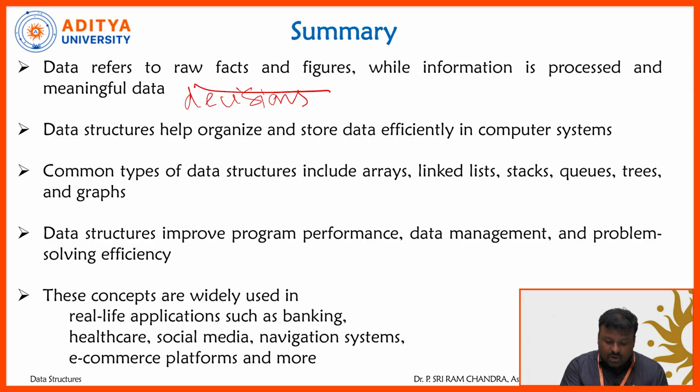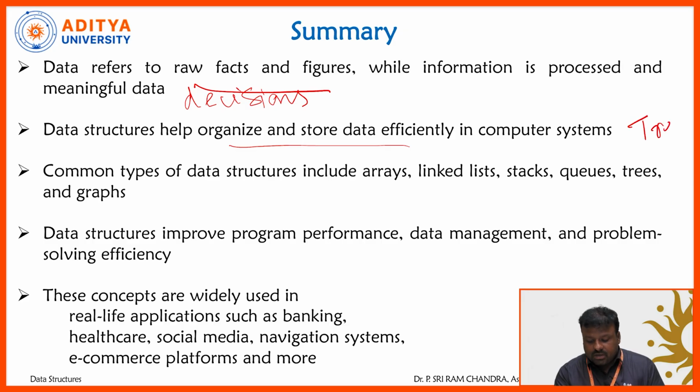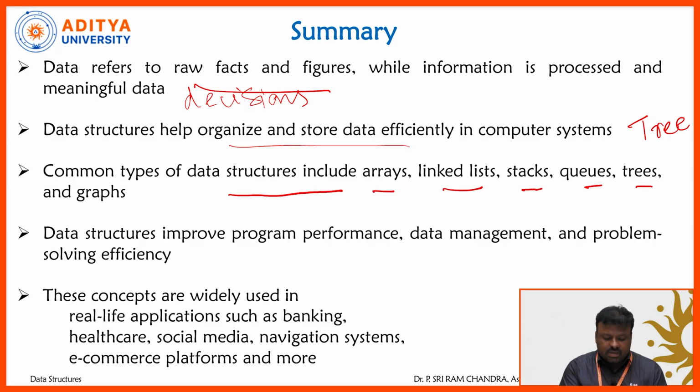Data structures help organize and store data efficiently in computer systems. You might see a hard disk partitioned into different drives. Each drive contains folders, which contain files. All these are neatly organized, right? That organization in computer systems is called a tree organization, where a tree contains hierarchical relationships. And the common types of data structures we have seen are arrays, linked lists, stacks, queues, trees, and graphs. And of course, the list continues further.